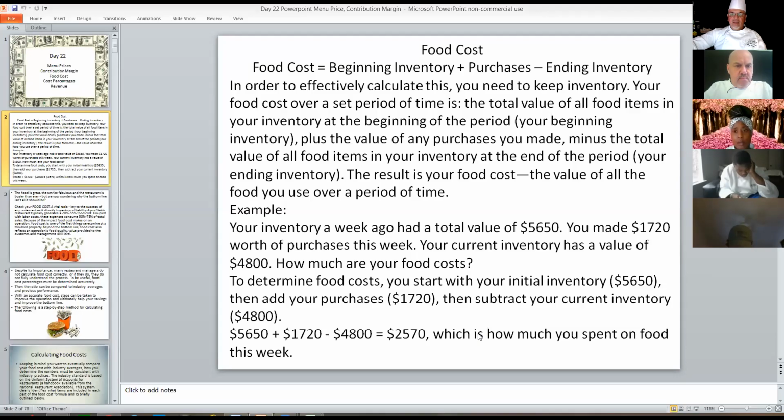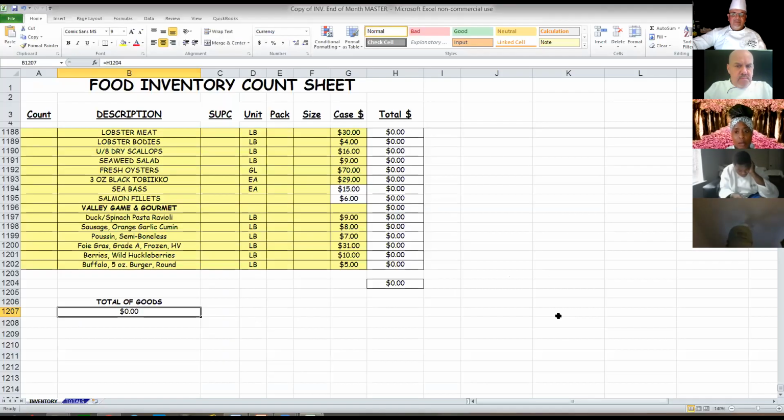All right. Is it now? Yes? Okay. A piece of it is there, Chef. Yep. Okay. Everything's highlighted. This is the bottom of the inventory. Okay.